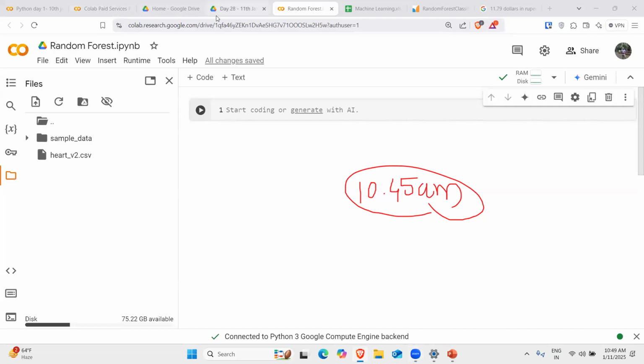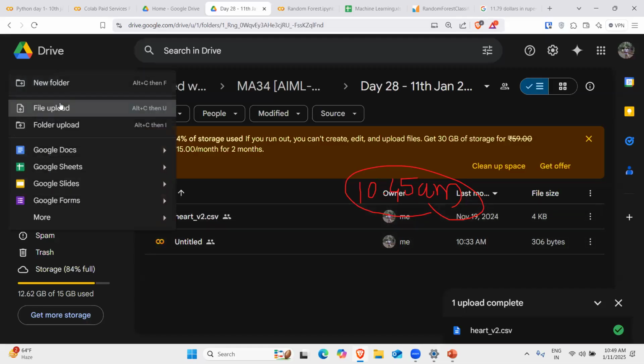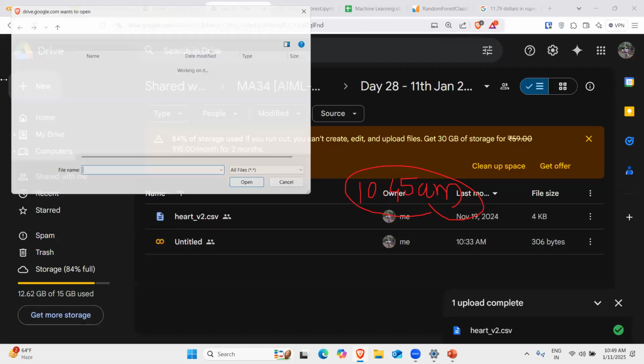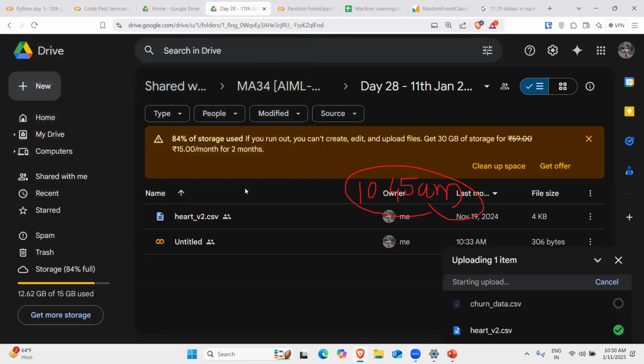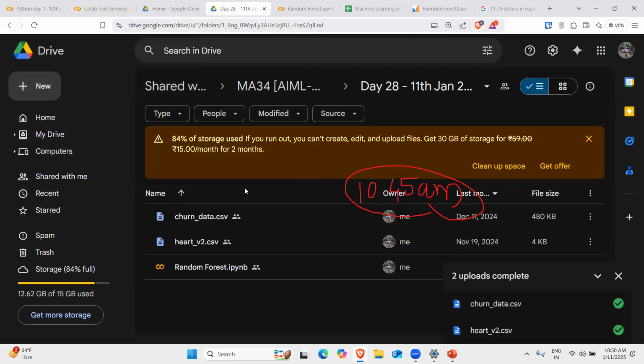So let us take another data set, not the same one, and let's use random forest on that data set. That particular data set, I'll just upload it over here. It is churn data CSV. Again, very interesting. I was thinking to give this part as an assignment, but anyway, let's do that here in class itself, right?